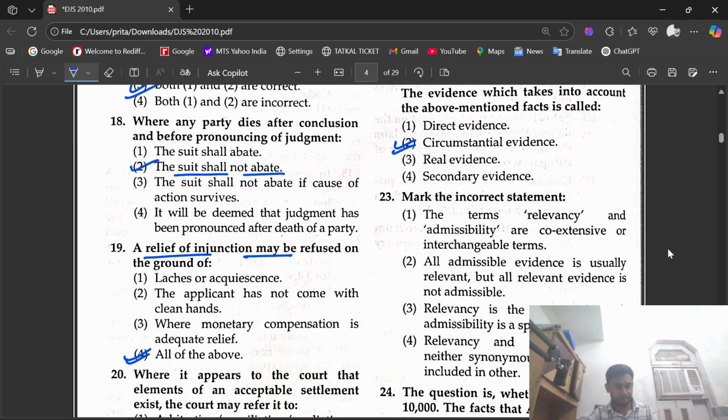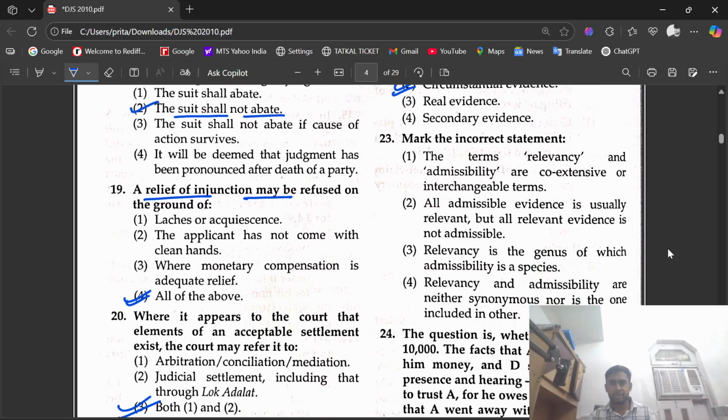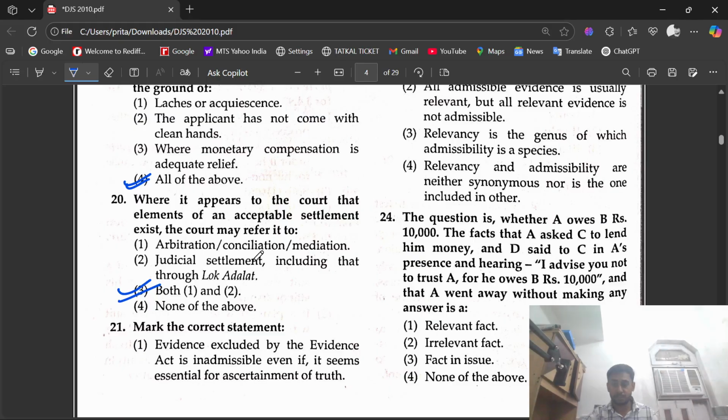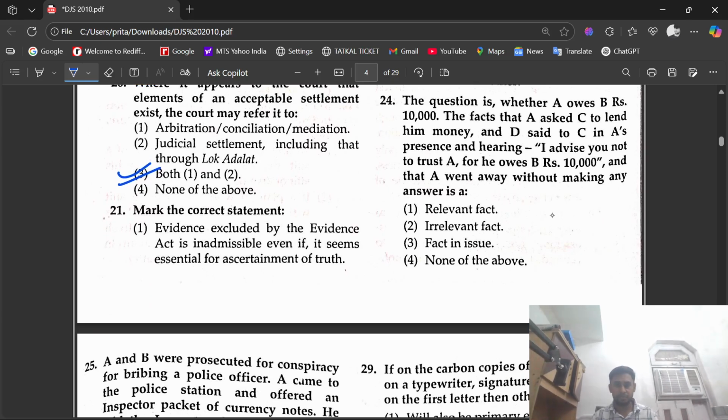Question number 23. Mark the incorrect statement. The terms relevancy and admissibility are coextensive or interchangeable terms. Question number 24. The question is whether A owes B rupees 10,000. The fact that A asked C to lend him money and D said to C in A's presence and hearing, I advise you not to trust A for he owes B rupees 10,000, and that A went away without making any answer is a relevant fact. Yeah, it's a relevant fact.